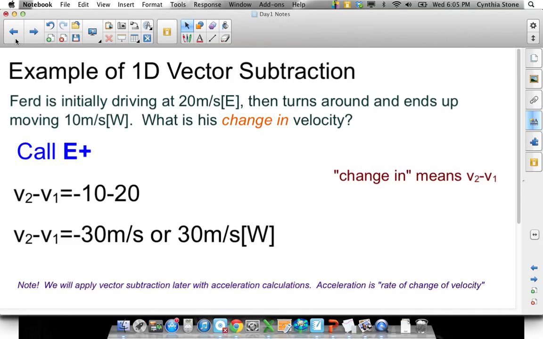Okay, so that's it for 1D vector addition and subtraction.